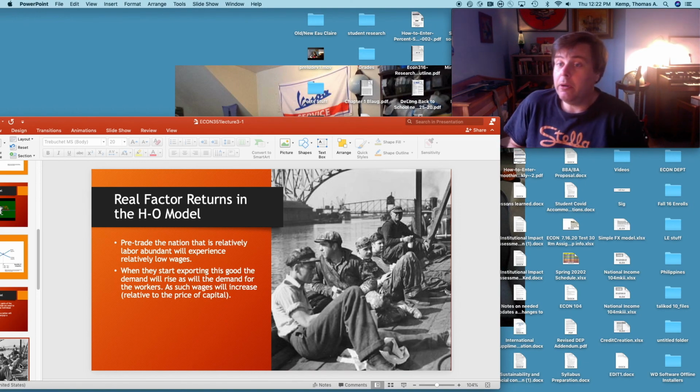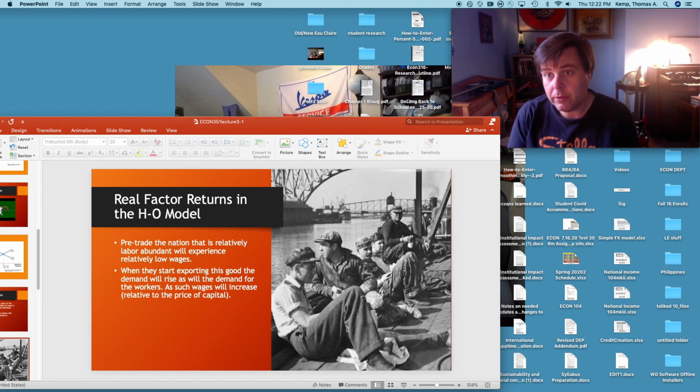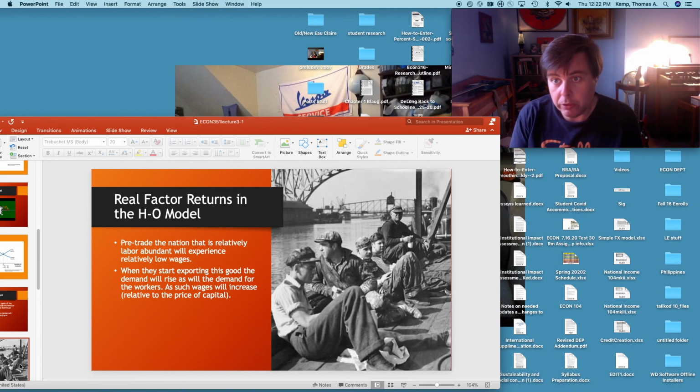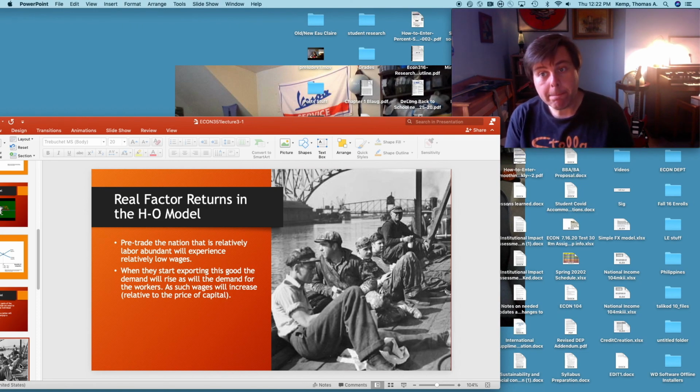So for a capital-rich country like the United States, the Heckscher-Ohlin model would predict that returns to capital with the opening of trade would increase, and the returns to labor, which is relatively scarce, would decrease. Okay, again, relative, right? So it doesn't mean that both couldn't go up. Wages could go up and the price of capital could go up, but capital will go up more.